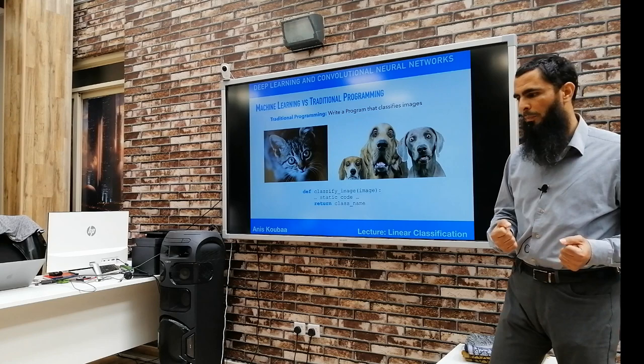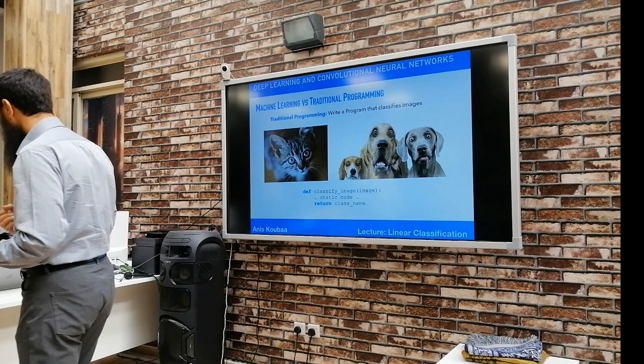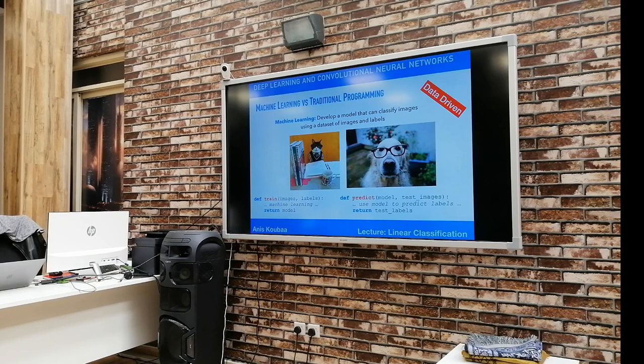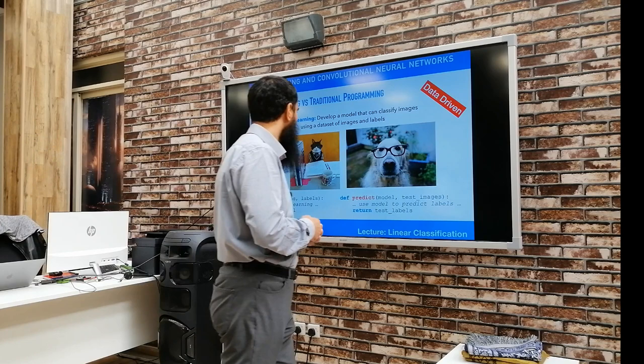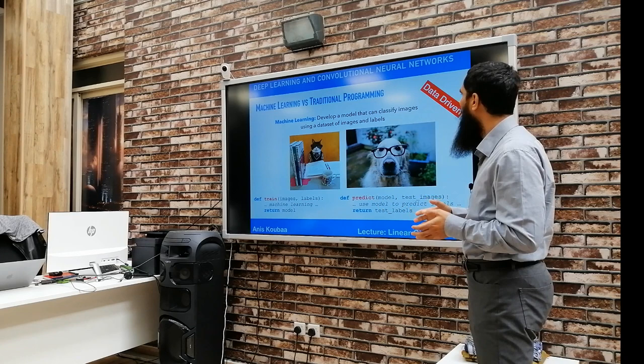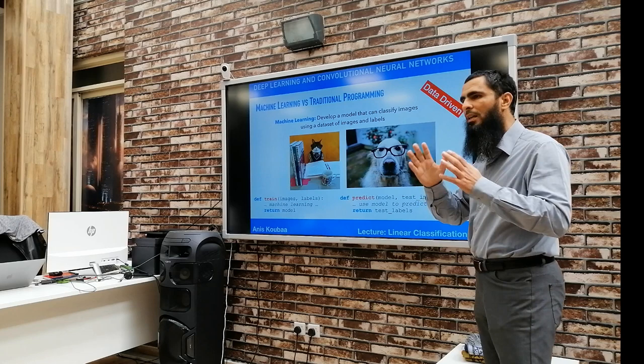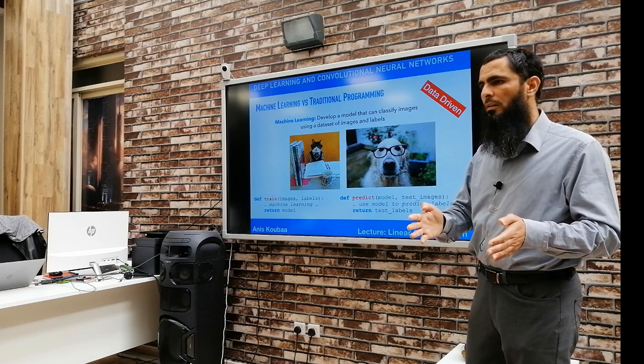That's why when we have abundant data, we change our way of thinking, and we follow a data-driven approach. Now we are happier, because we can find an easier solution. Here, the idea is to develop a model or a program that can classify images using a data set of images and labels. So we need to have a data set that contains the data itself plus the label, the expected output.